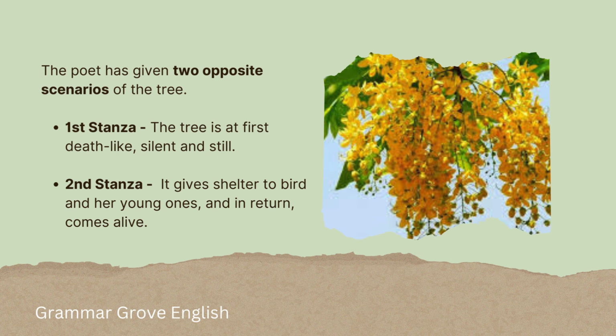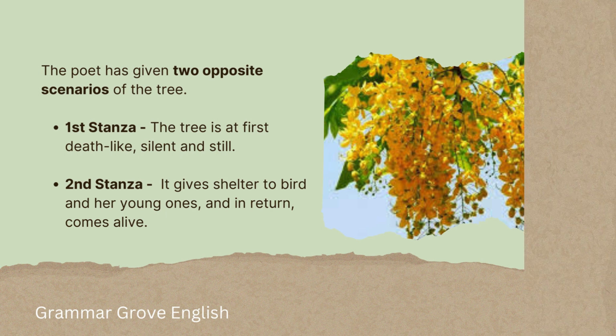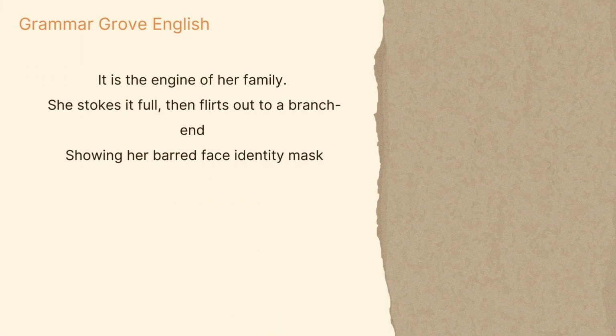Alright? So here we can see a relationship between the tree and the goldfinch. The tree is giving shelter to the bird and her young ones, and in return, the bird is giving life to the tree. Now this part is very important for us to understand. It is the engine of her family. She stokes it full, then flirts out to a branch end, showing her barred face identity mask.